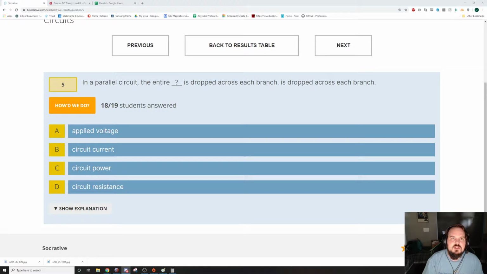Alright. In a parallel circuit. I think I'm wearing my headphones. My headphones aren't even plugged in.